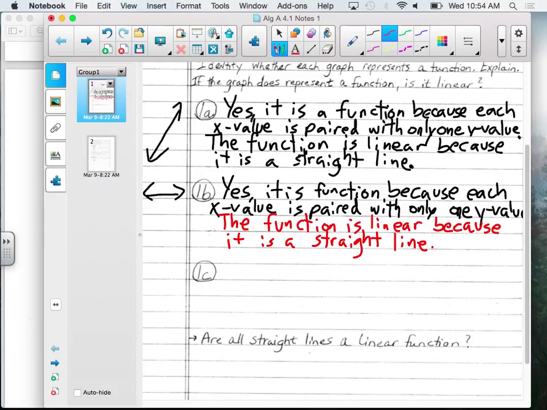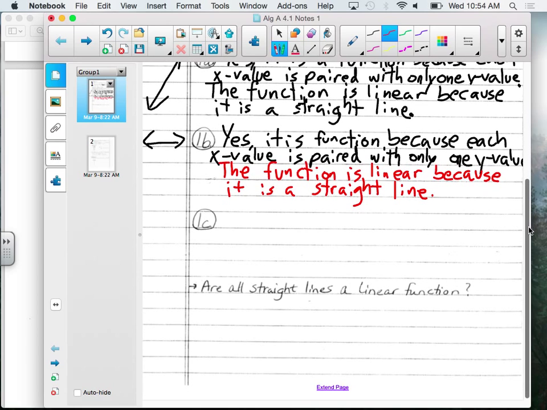All right, so now we're on to number 1C. And that graph kind of looks something like that, right? A sideways U. So, what do we have to do? We have to identify the function, right? Yep. So Aurora, is it a function?